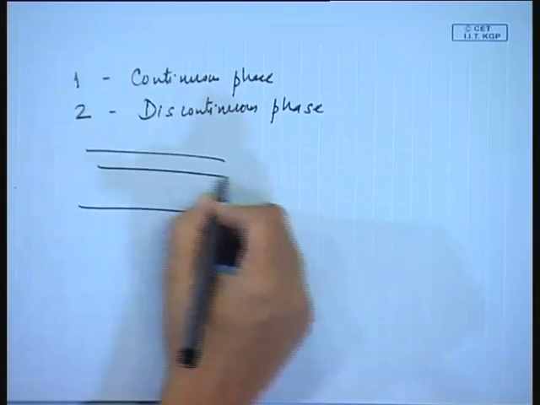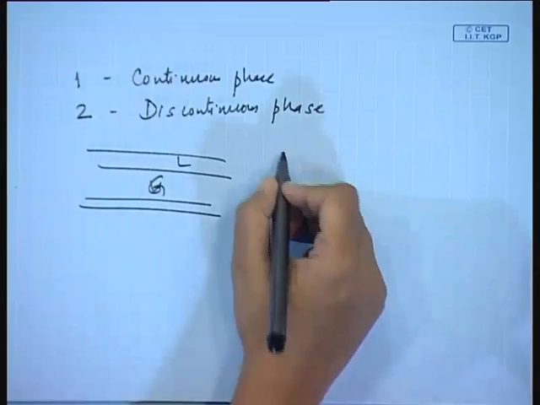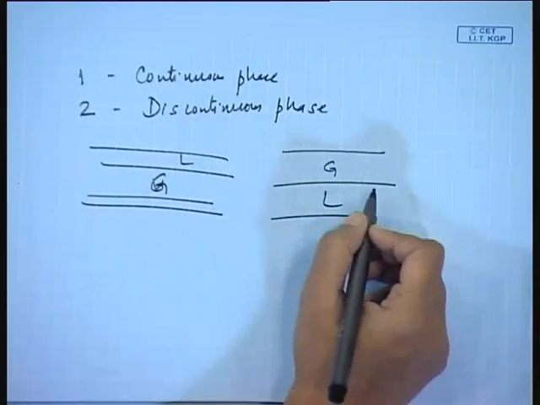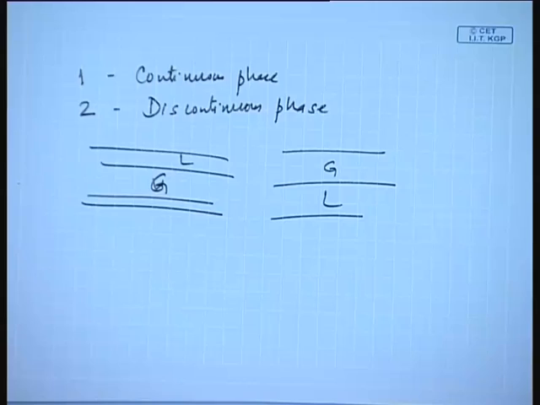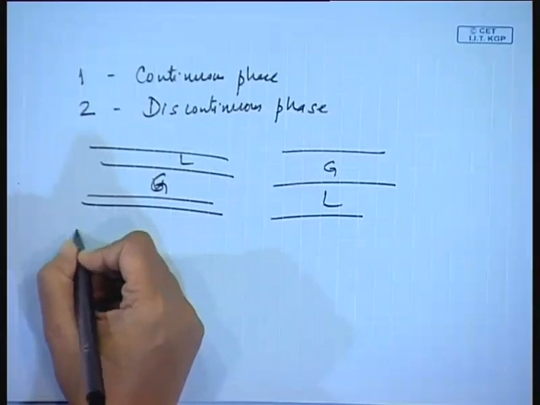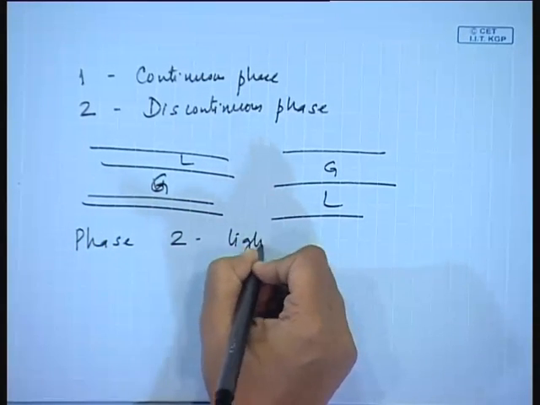Now, we can have circumstances when both phases are continuous. Okay. For example, in annular flow, if you remember, we had a vapor phase or a gas phase and a liquid phase. If we have stratified flow, we find that for these the both the phases are continuous. Now, when this is the situation, then usually we take phase 2 as the lighter phase.